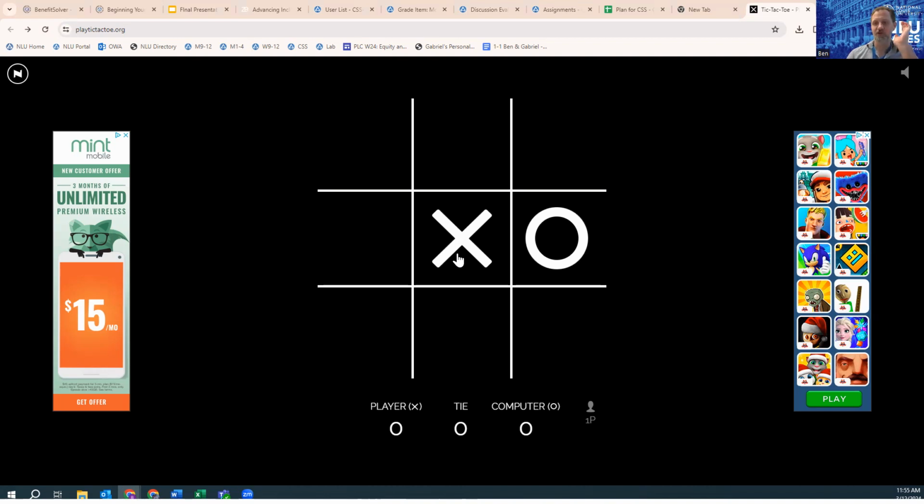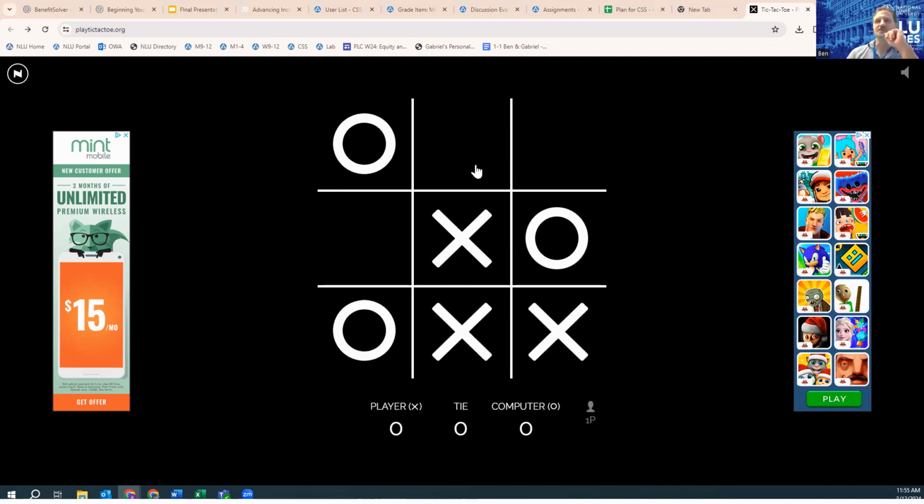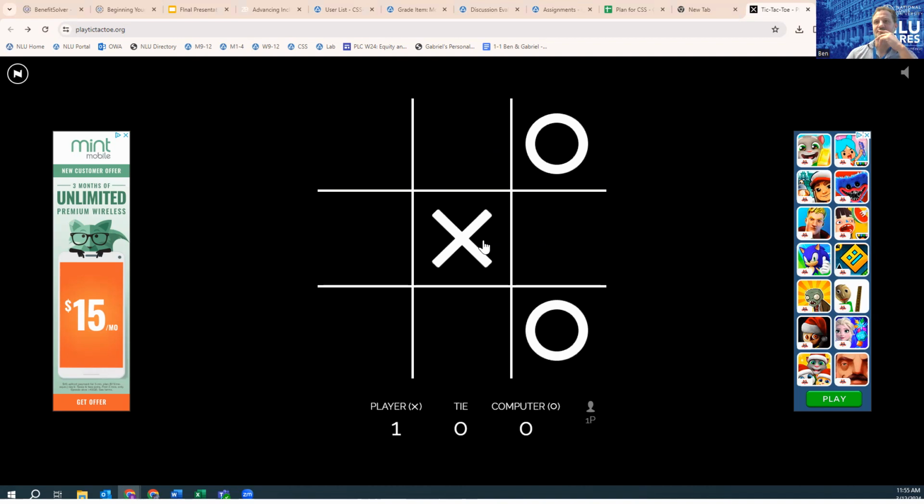There's some AI back there that's sort of thinking about where they're going to play based on where I played. Or maybe it doesn't think about where I played. It just does whatever it wants to do. I don't know. Oh, this is interesting because it started with an O. That's not typical, and that's not the way I want you to think about the game. I would think about it as X always going first.